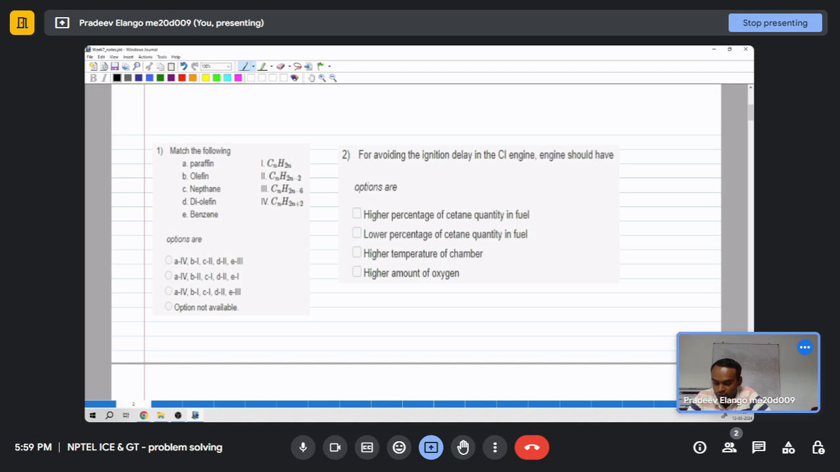The first question: match the following: paraffins, olefins, naphthene, diolefin, benzene. Paraffin is all straight single chain hydrocarbons, so it will have a molecular formula CnH2n+2. For example, ethane is CH3 single bond CH3, so this is C2H6, and similarly for three carbon atoms, propane, we have CH3, CH2 and CH3, so the total is C3H8. So we can see it is n for carbon, and for hydrogen it is 2n+2.